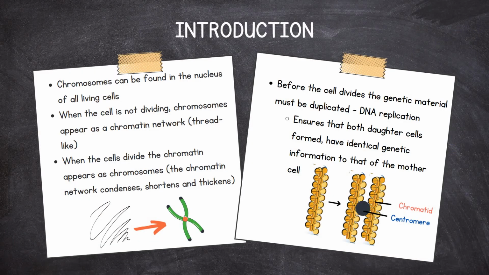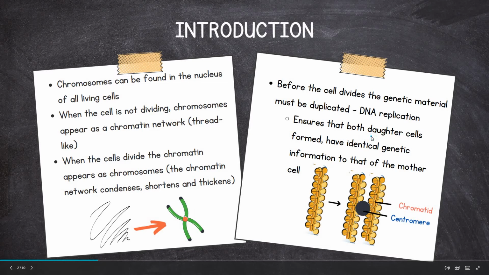So chromosomes can be found in the nucleus of all living cells, and we know this from grade 10. When the cell is not dividing, chromosomes appear as a chromatin network, which is this thread-like structure. And when the cells divide, the chromatin appears as chromosomes. So the chromatin network will then condense, shorten and thicken to form these chromosome structures. Okay? So when it is not dividing, chromatin network. When it is dividing, chromosomes.